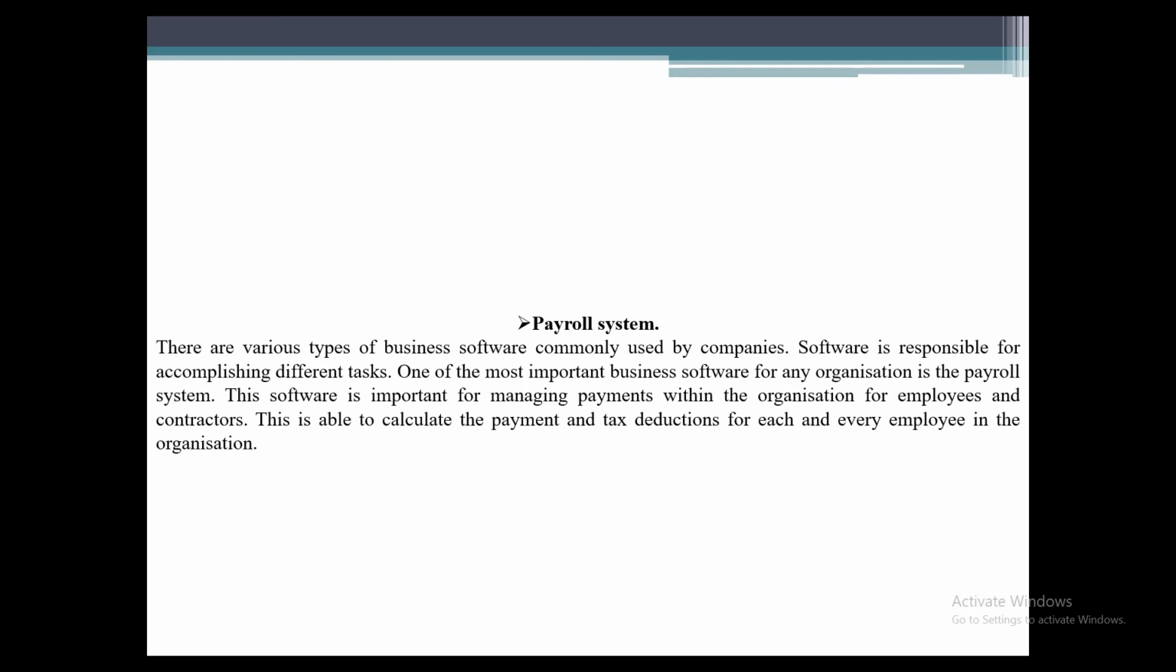Payroll system. Companies typically utilize numerous sorts of business software. Software is in charge of completing various tasks. The payroll system is critical business software for any organization. This software is essential for managing employee and contractor payments within the organization. This program may compute compensation and tax deductions for each employee in the organization.